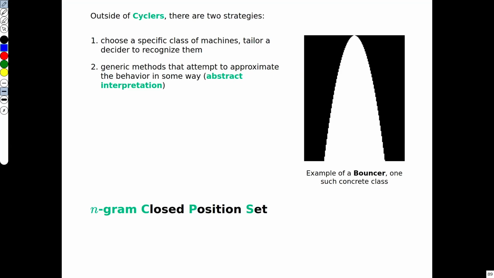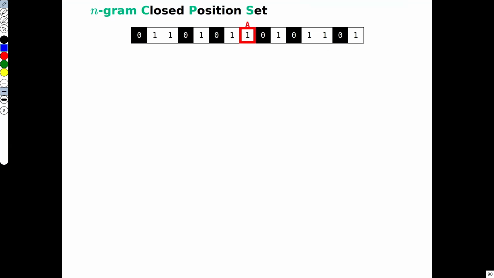And one of the methods that we would like to give you an idea for is the n-gram closed position set. This is a big name, but the main idea is relatively simple. Specifically, we take the execution state. We have the tape head and the tape, and we say that we will only keep track of a local vicinity of the tape. Here we have n equals 3 in this example, so we remember the 3 tape slots to the left and 3 tape slots to the right.